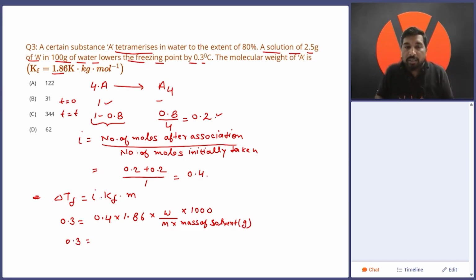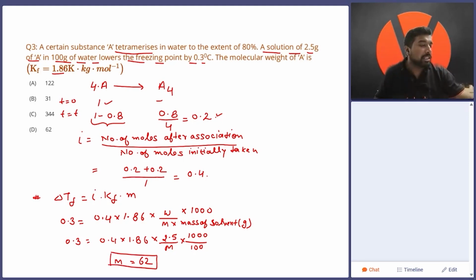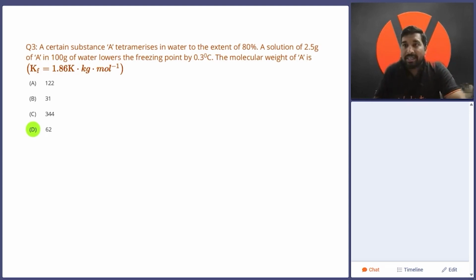Now 0.3 is equal to 0.4 multiplied by 1.86 multiplied by the weight of the solute which is present, that is 2.5, divided by the molar mass M, which we have to find out, multiplied by 1000 divided by the mass of the solvent, and the mass of the solvent is 100 gram of water. After solving this equation you will get the answer 62. So the right answer should be D. Let's check the answer. Yes, the right answer is D.